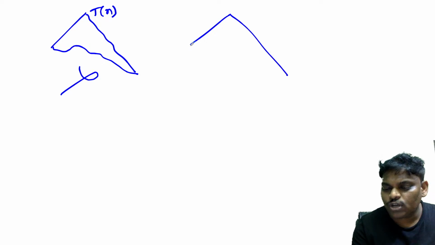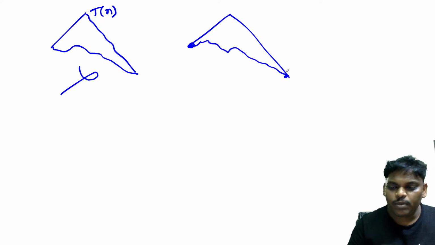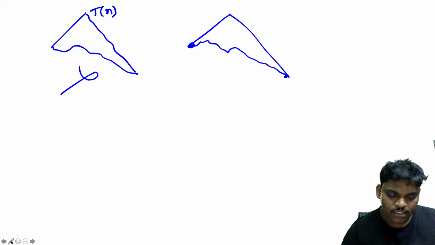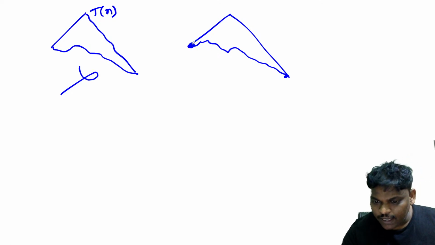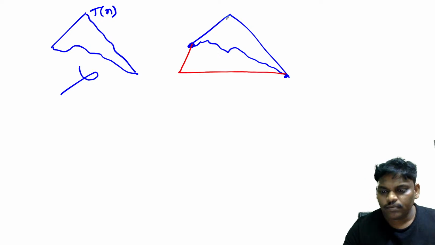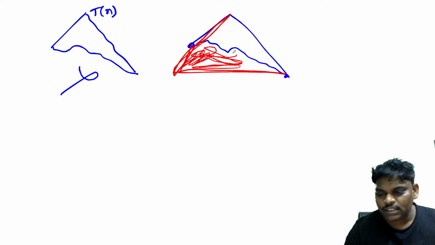This is the actual diagram. What some people will do is add something extra. How will they add something extra? This part, this area, they will add extra. Because you are adding extra, you will get an upper bound.